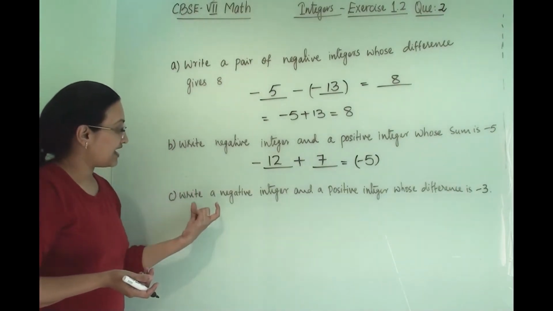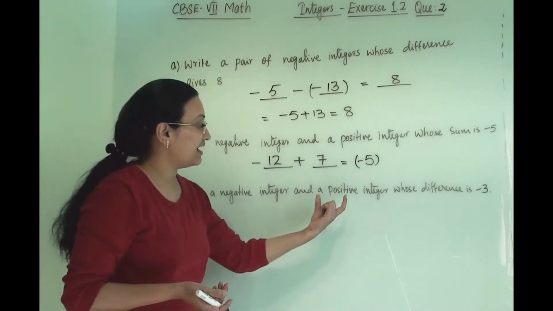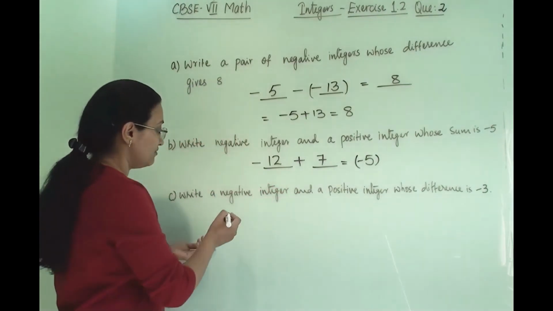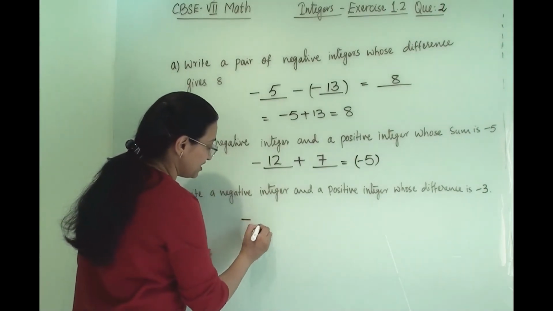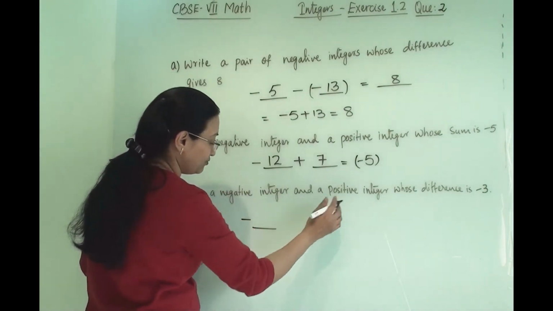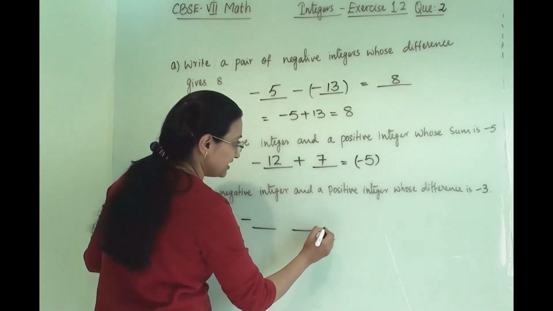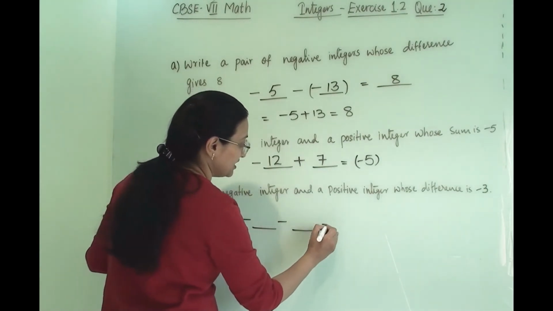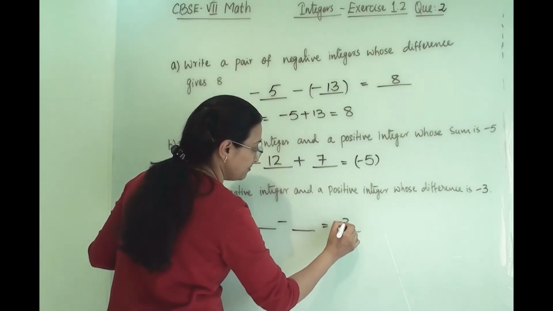Third one, write a negative integer and a positive integer whose difference is minus 3. Now first we have to write a negative integer and then a positive integer, and for the difference, the negative sign should be in between and the difference should be minus 3.